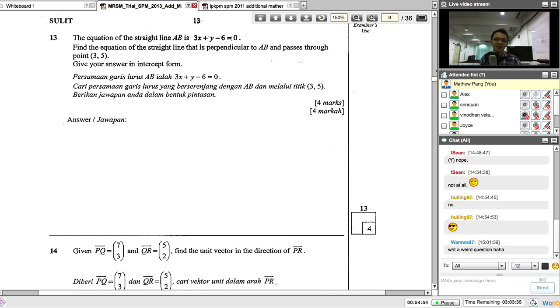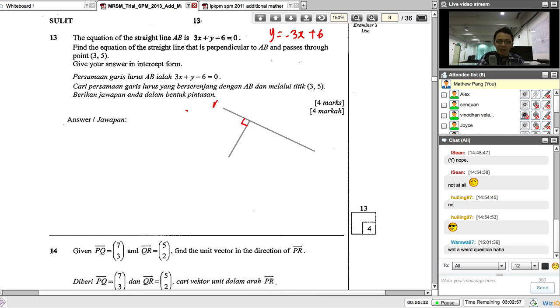The equation of the straight line. Find the equation of the straight line which is perpendicular to AB and passing through this point. It's very simple. AB, I roughly write into y equals mx plus c. This is y equals negative 3x plus 6. So the negative gradient roughly is something like this. Let me roughly sketch it out to give you some idea. Of course, I won't sketch it out in the exam. This is AB, and this is some line perpendicular to AB.